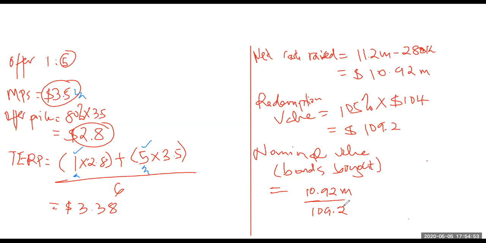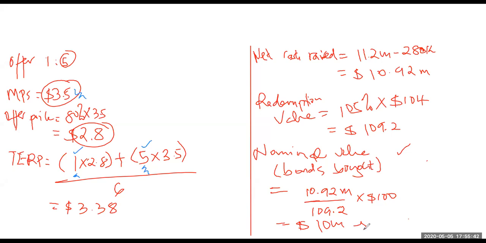Every bond has a nominal value of $100. Therefore, what's the nominal value of the bonds you have just bought back? It is equal to 10 million. If you remember, I said you must get this nominal value. Why? Because you need to get the interest you'll be saving. Don't forget, the interest you're saving is based on the nominal value, not the market value.